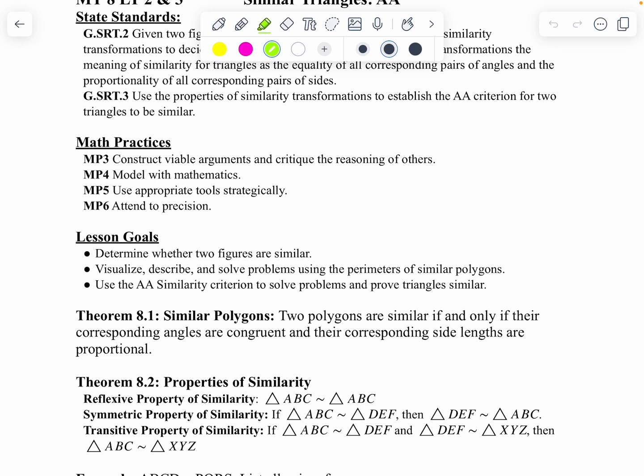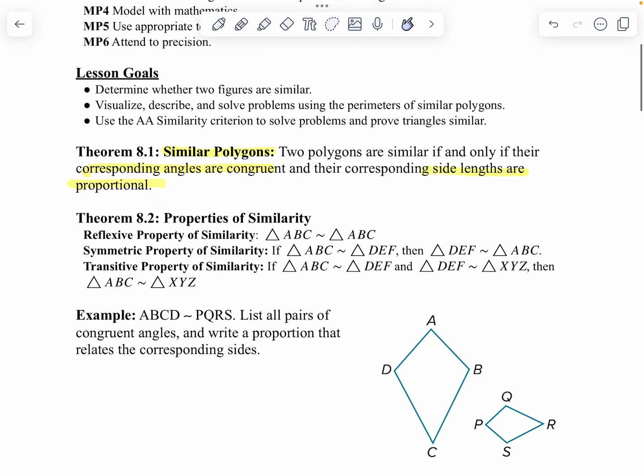First off, let's start with similar polygons. Remember, similar means they look the same. In order to look the same, their corresponding angles have to be congruent. But they don't have to be the same size, so their corresponding side lengths are going to be proportional. They don't have to be equal. Then, just like most things we've done, similarity also is reflexive. That is, a triangle is always similar to itself. It'd actually be congruent to itself.